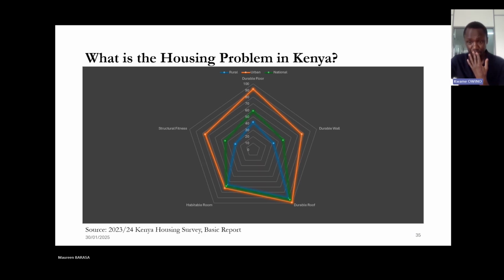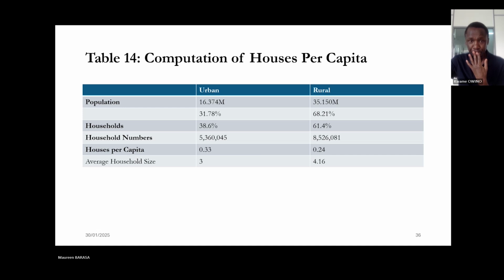In our next slide, we try to ask ourselves, there's a big question in Kenya about whether there's a shortage of housing or not. And you ask yourselves, if you look at urban and rural populations, 31% of the population is based in urban areas. 68% of the population is based in rural areas, so we are still a largely rural population.